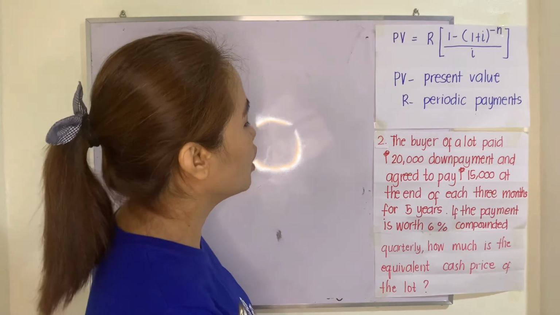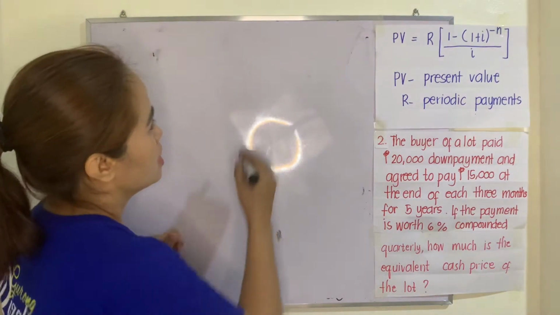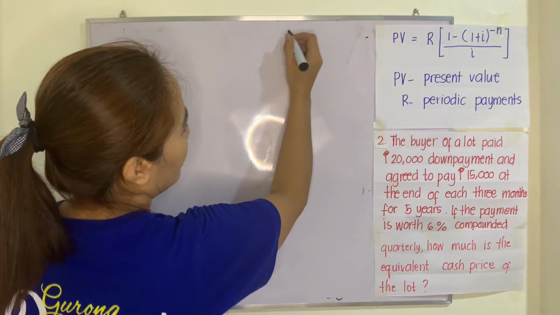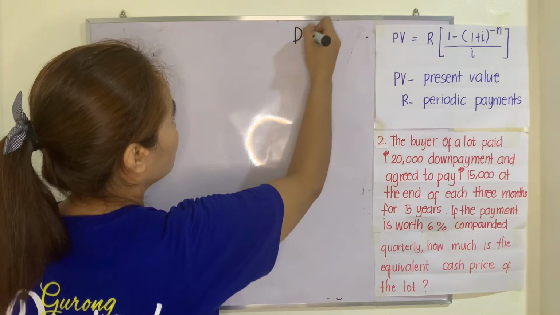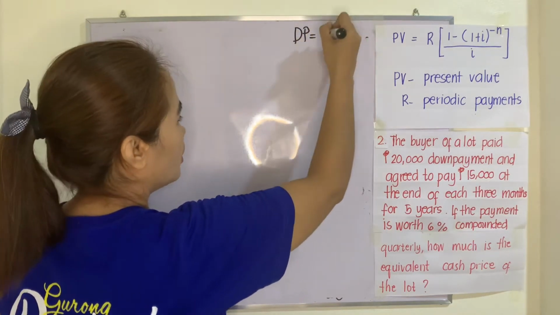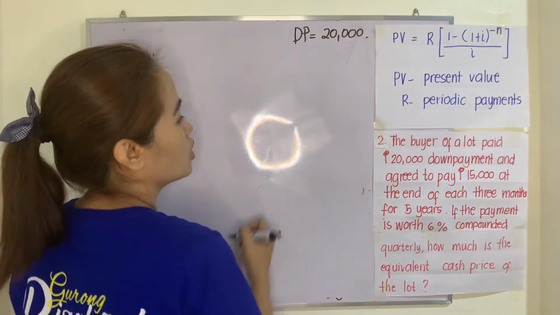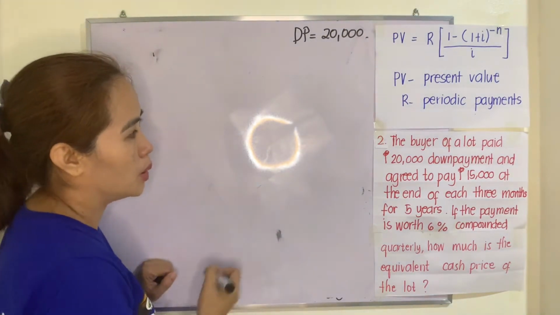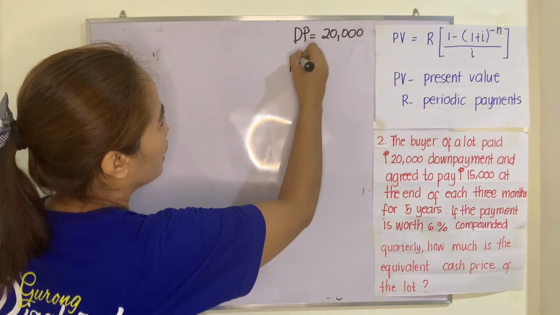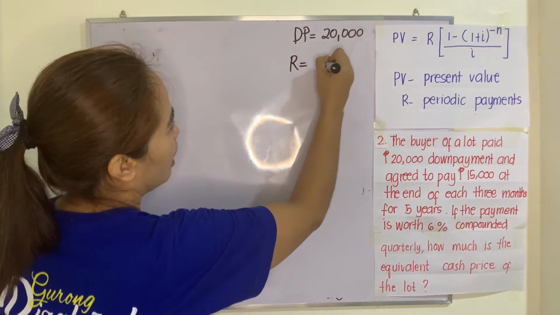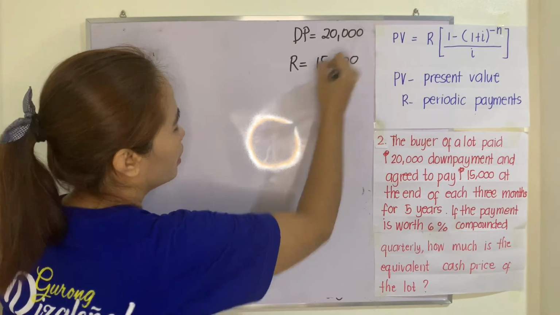So we are looking for the cash price. So we will be adding the down payment. The down payment is equivalent to 20,000 pesos. We will be adding it to the present value later. So our R is 15,000, our periodic payment.